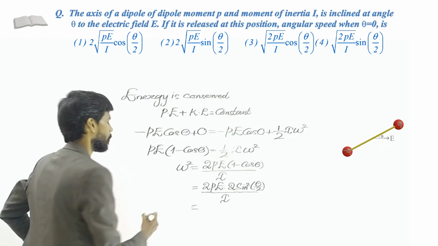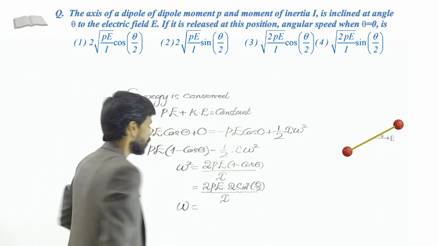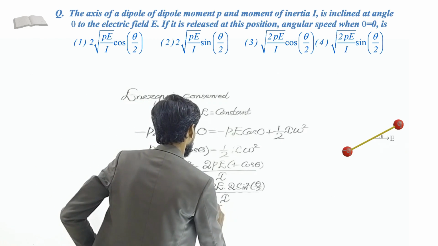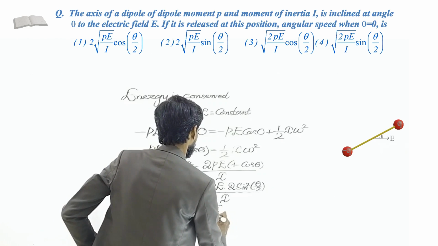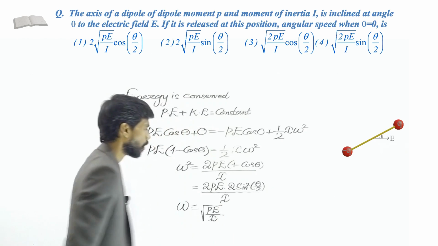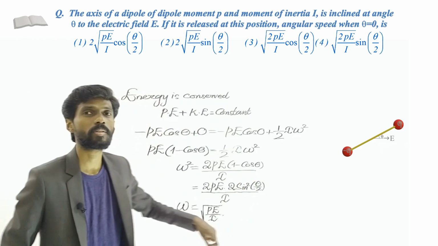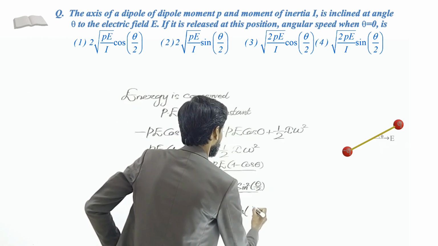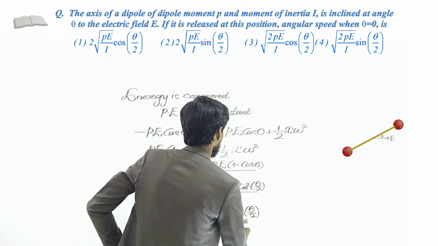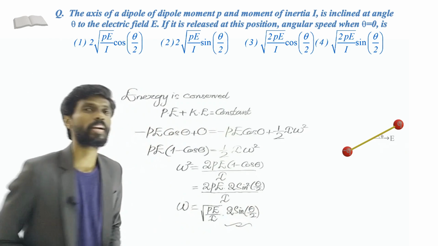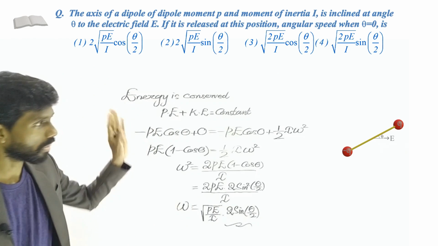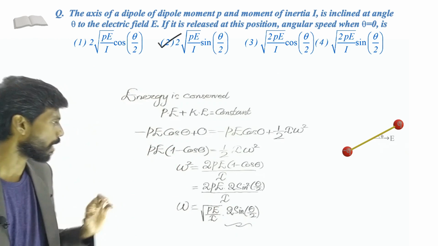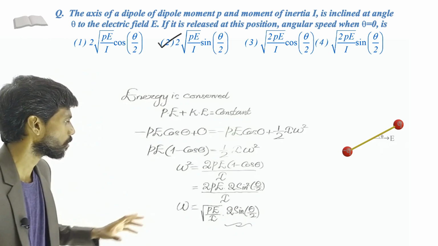Now we will write the value of omega by taking the square root. So pE divided by I, square root of that. Now the square root of 4 sine square theta by 2 is 2 sine theta by 2. So that is the required answer, the angular speed when it is in the horizontal position. So omega equals the square root of pE by I, multiplied by 2 sine theta by 2. So that is the answer.